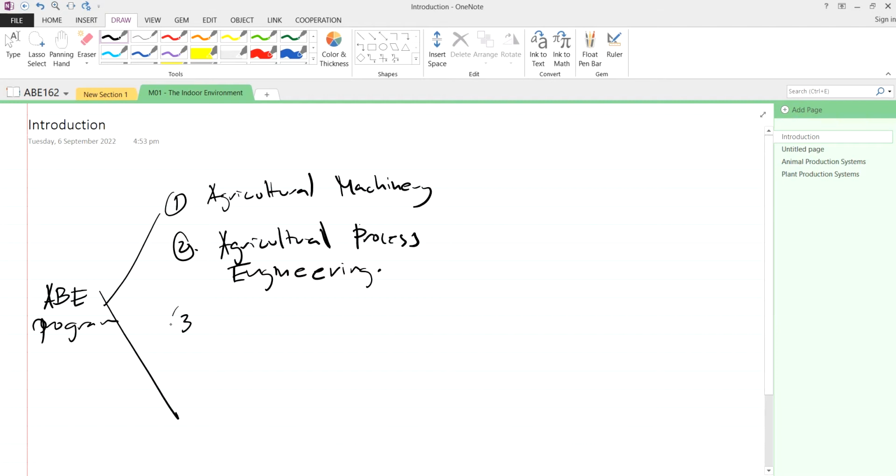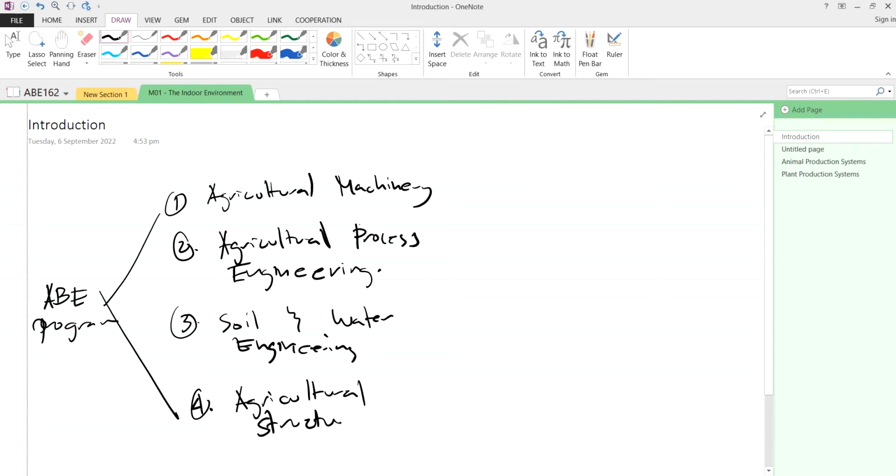The third one is about soil and water engineering, so subjects like drainage, irrigation, and soil and water conservation engineering are all in this specialization. And the last one is agricultural structures. In this specialization, we have courses.